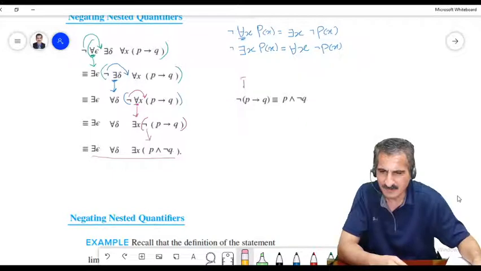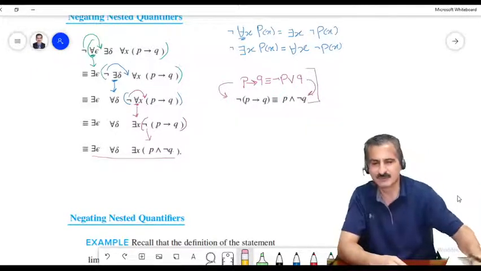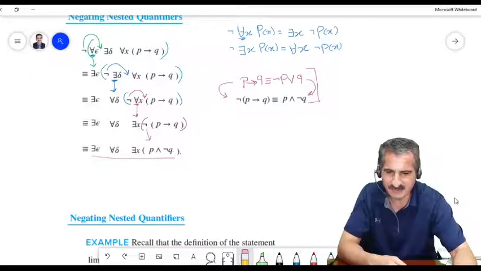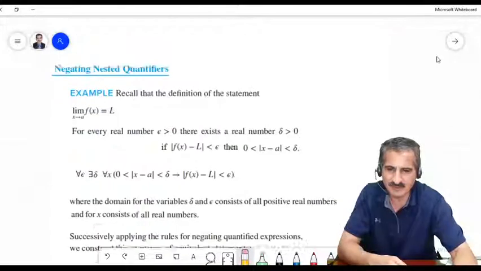Remember, P implies Q is equivalent to not P or Q. So to negate that, use De Morgan's law, we get this. And these are two good rules to remember. So this gives us an example on how to negate nested quantifiers.